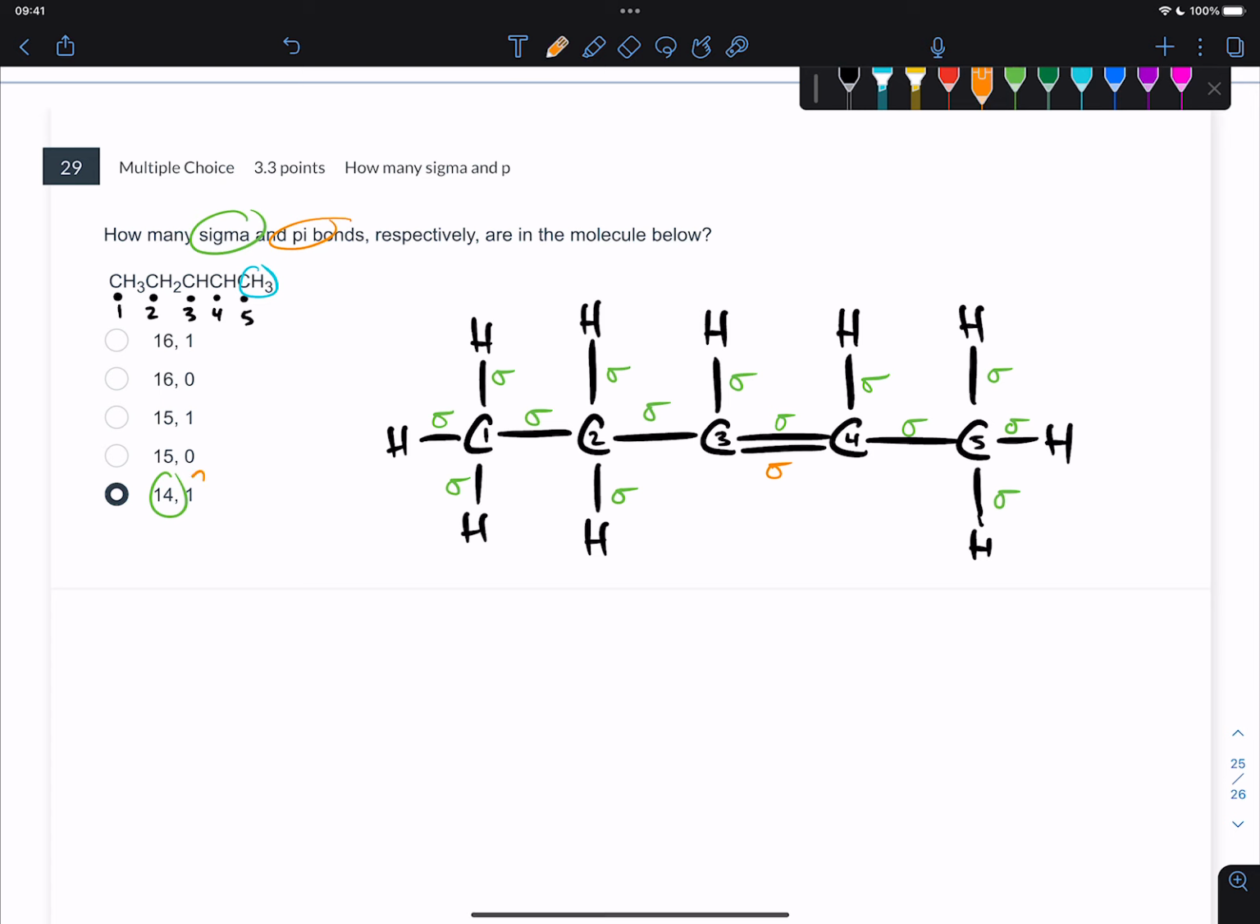But we only have 1 pi bond. And that one, I don't know why I drew a pi there. This would be there, we go. Good thing color coding is there. So that other line in the double bond, that's a pi. So remember, double bonds are made of a sigma and a pi.